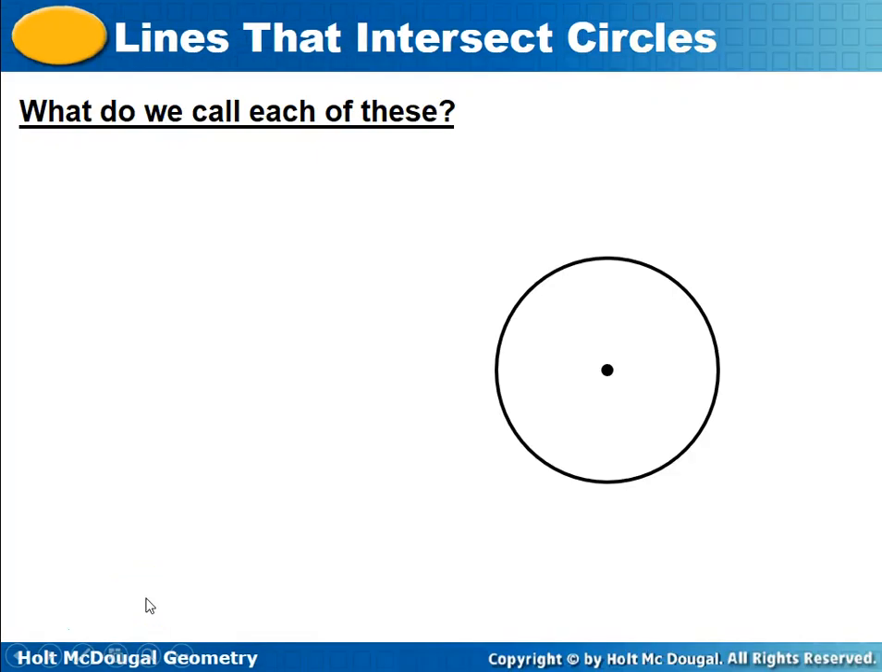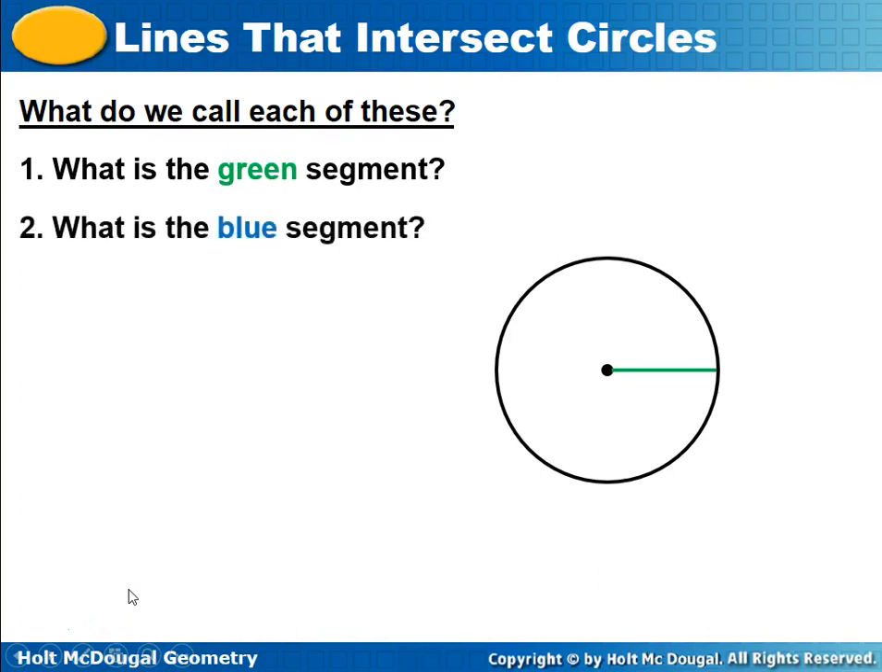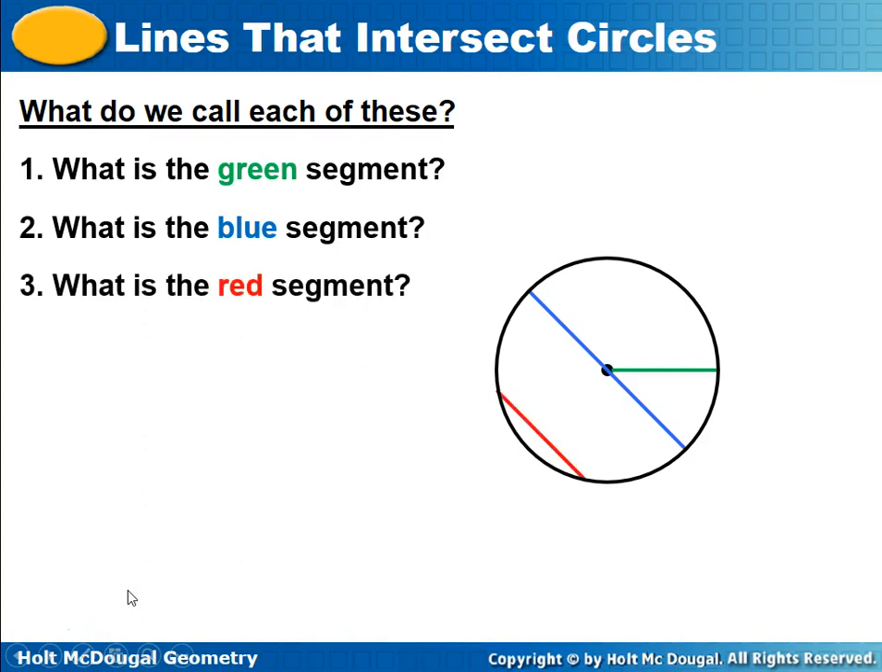So, first of all, I would like to ask you guys if you know what each of these is called first. So the green segment, most of y'all should know that's a radius. The blue segment, most of y'all should know that that's a diameter. Now the red segment here, I wouldn't expect you to know. This is a new term. We're going to talk about it.